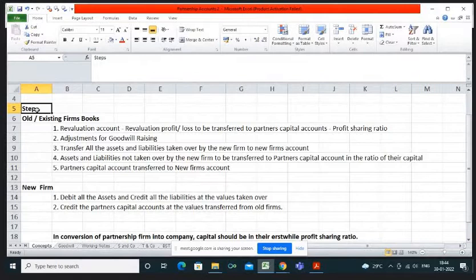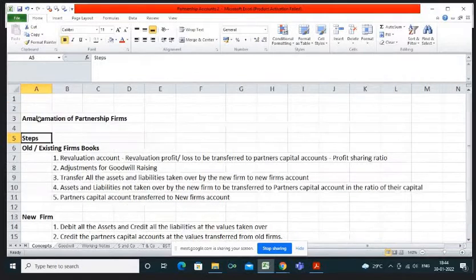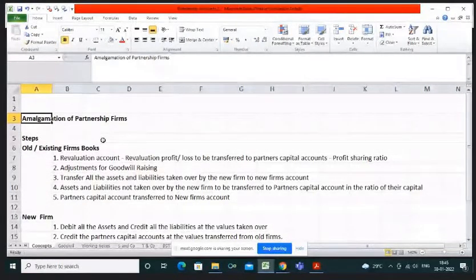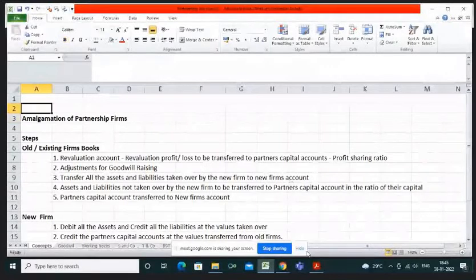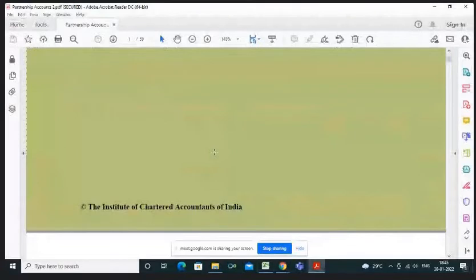Before that, I would like to ask, any questions or doubts, anything you have? Yes, this is a nice batch. Everybody understands very clearly, no doubts. That's nice. So I will proceed to illustration number 1.